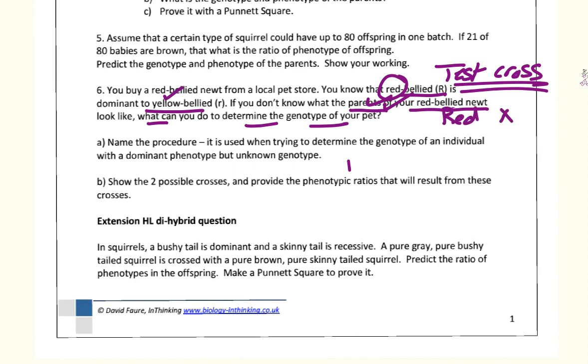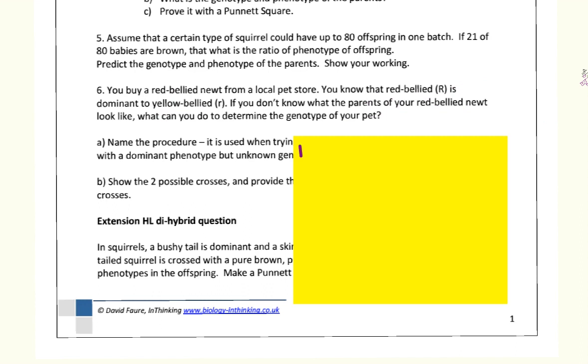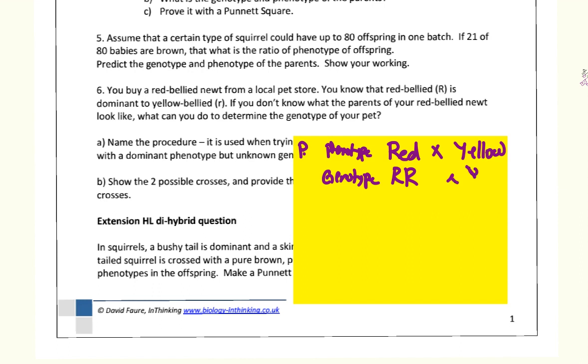Okay, so red will be crossed with yellow. This will be the parents' phenotype. Genotype of the parent, here we have 2 options. The red might be capital R, with the yellow, which is small r, or it can be heterozygous. You should make both trials.